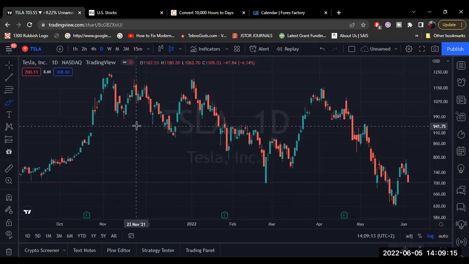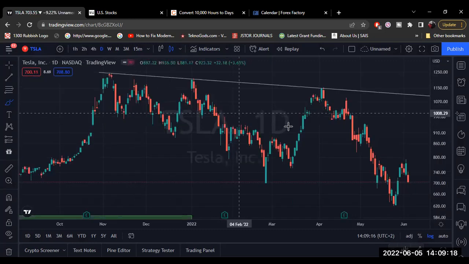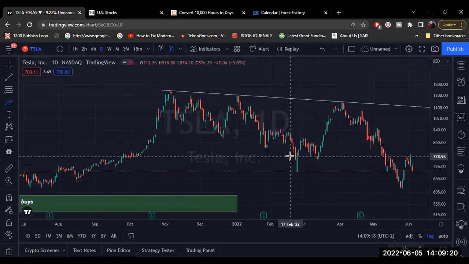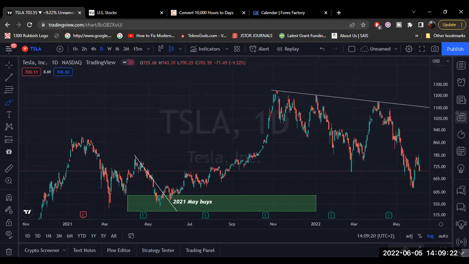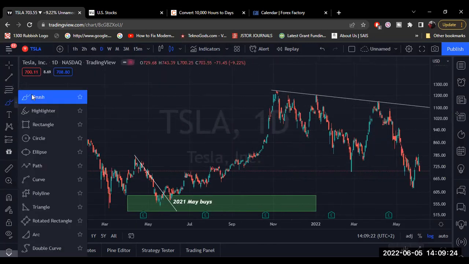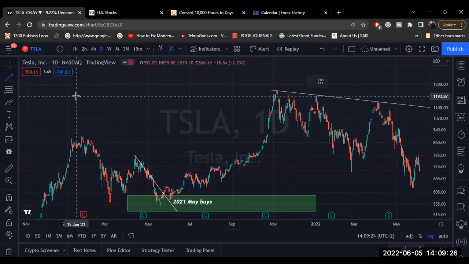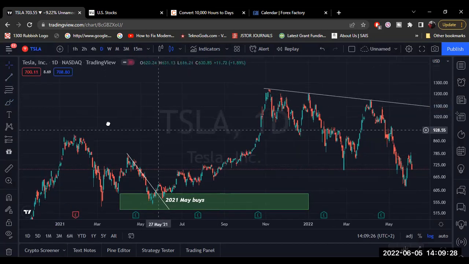Right, Tesla is one of the biggest stocks, like billions and billions. It's a mega cap, right? Look at this thing coming down. There's literally no debating. Tesla is coming down, and they want it to come down.